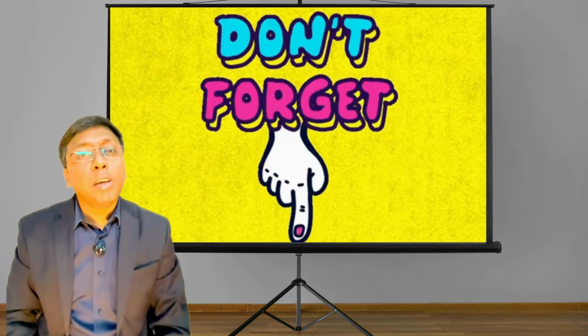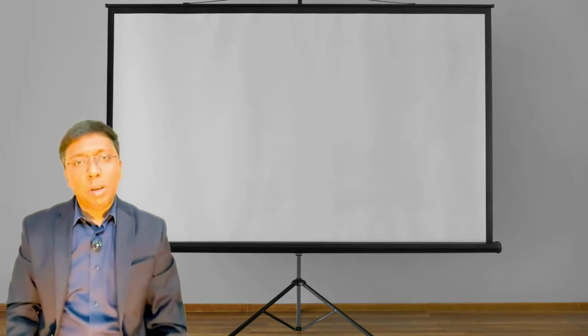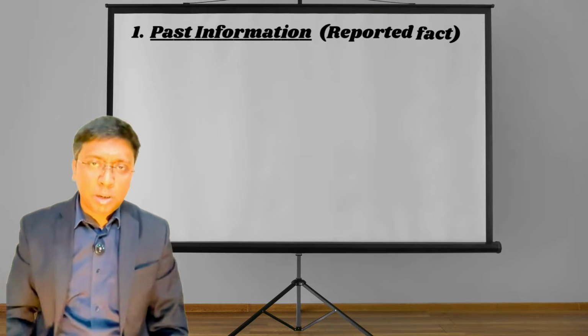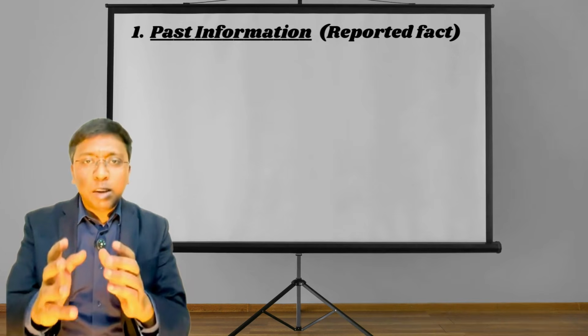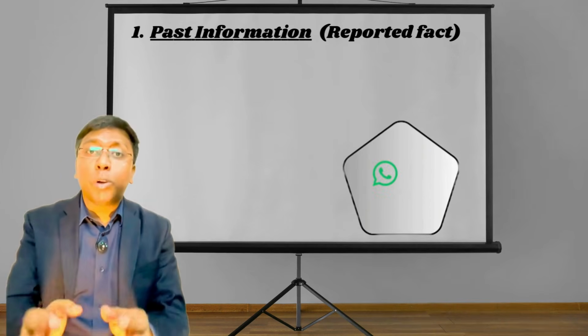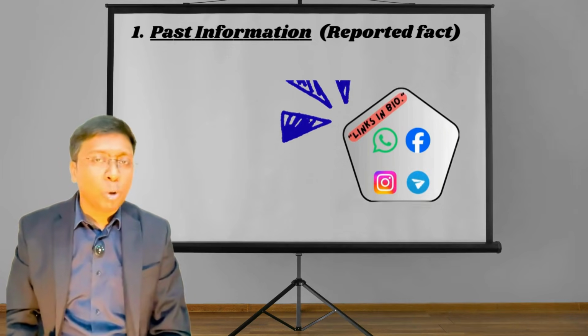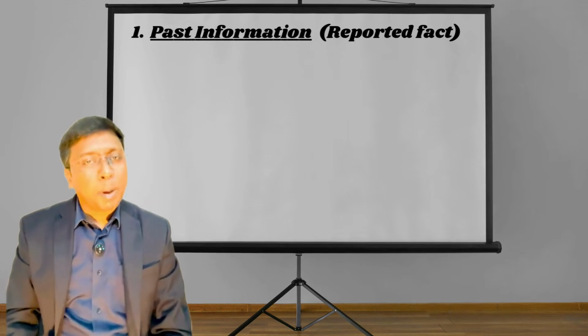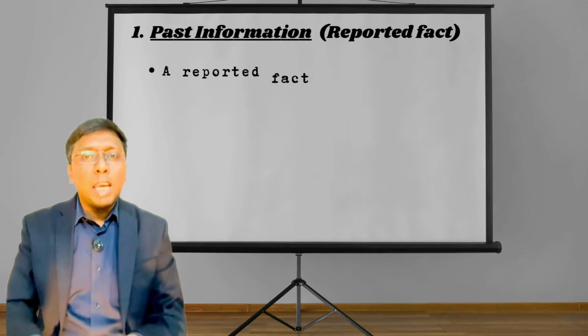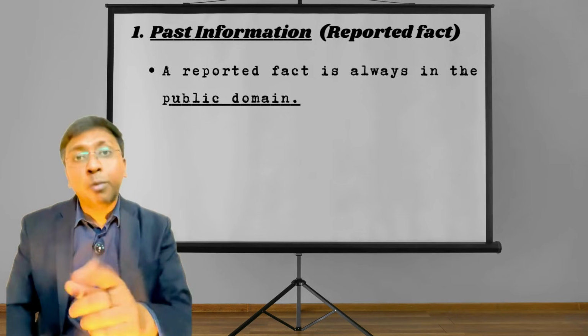Now, let's see the first one, past information. When I say the past information, I mean to say that the past information is just a reported fact. Anything that is reported in the past is always in the public domain. Public domain means that the same information is known to everyone.